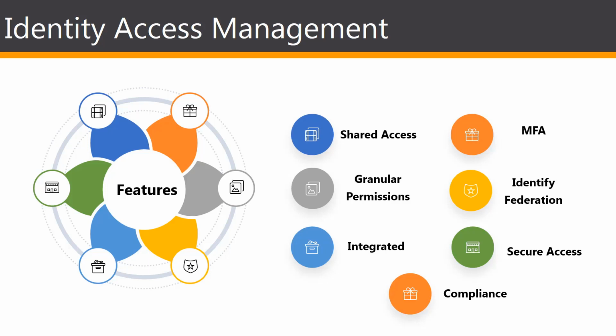IAM also supports multi-factor authentication, or MFA. You can add two-factor authentication to your account and to individual users for extra security. It also has identity federation, which I just discussed a little bit ago. You can allow users who already have passwords elsewhere, whether it's Facebook or Microsoft Active Directory, to get temporary access to your AWS account.